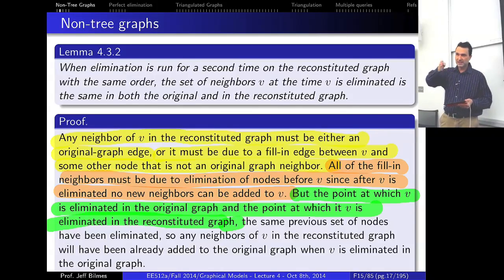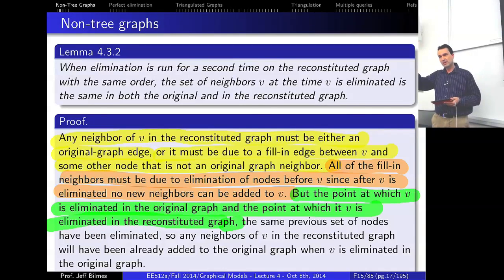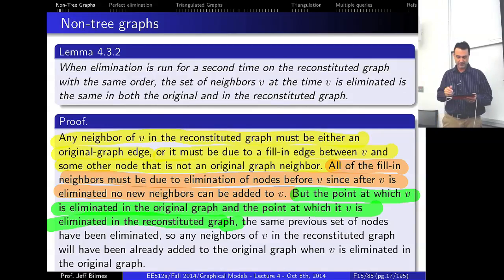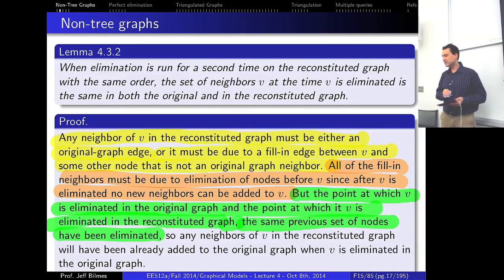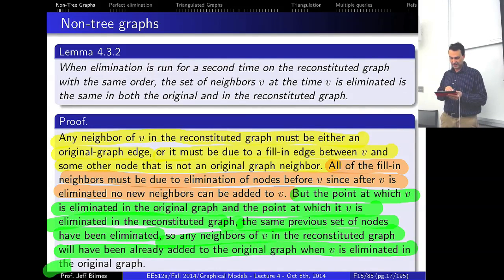So we start eliminating these vertices, we get to this point here. The history of elimination is the same in the original graph and in the new, reconstituted graph. So we have the same set of previous nodes that have been eliminated. What that basically means is that any neighbors of V in the reconstituted graph have already been added in the original graph at the point that we eliminate that vertex V. So any neighbors of V in the reconstituted graph have already been added to the original graph when V is eliminated in the original graph.